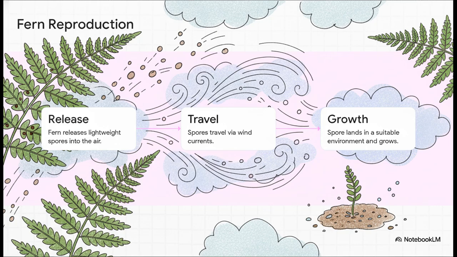The fern releases its super lightweight spores into the air, usually from the underside of its leaves. Step 2. Because they're essentially weightless single cells, these spores get swept up and travel on wind currents, sometimes for miles. Step 3. If a spore gets incredibly lucky and lands in a damp, suitable spot, it germinates and grows. It's totally reliant on the wind and a whole lot of luck.